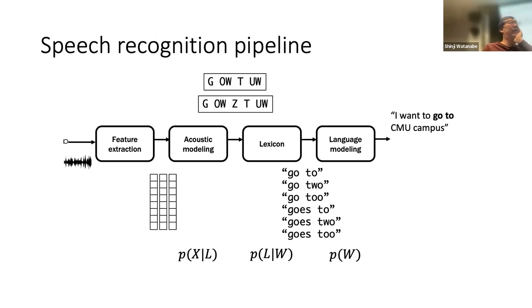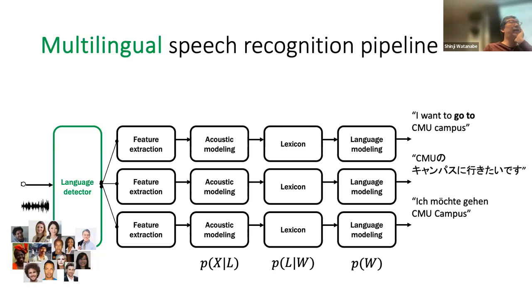And before that, multilingual ASR was not easy. For example, this is a speech recognition pipeline, and we actually had to solve multilingual speech recognition by having a language detector and then separate ASR systems for each language. Of course, some parts like feature extraction can be shared, but there used to be acoustic modeling, lexicon, and language model, each built as a separate ASR system. It was actually not easy.